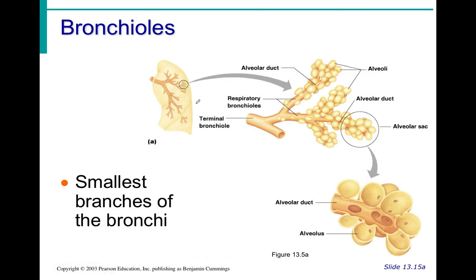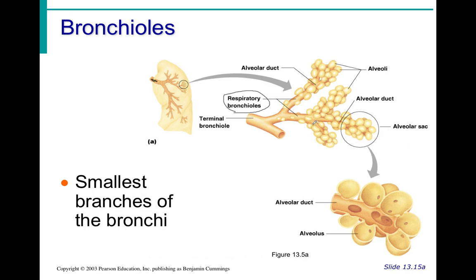So here is looking at a small section of your lungs. Here you've got the first branch, the primary bronchi. You've got secondary. You've got tertiary. The terminal bronchi is the smallest of the bronchi right before you lead into the respiratory bronchioles. And the respiratory bronchioles are the ones that actually connect with your alveoli, your air sacs.